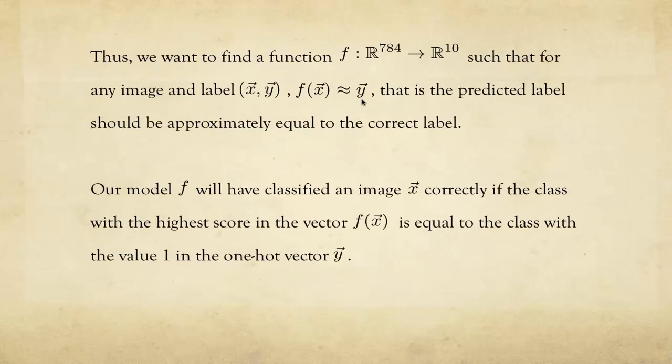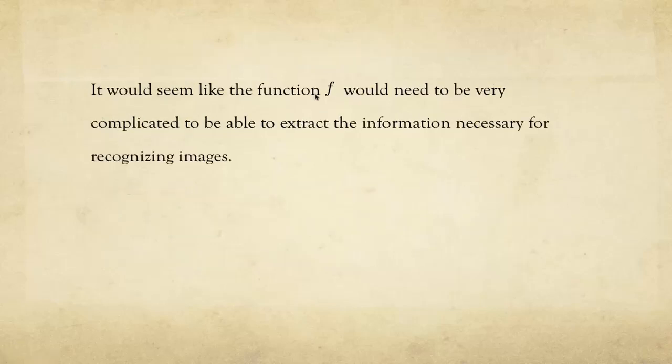So our model has classified the image correctly if the class with the highest score in the vector f of x, so we look at the vector of the prediction, the one with the highest score, matches up with the class with the number 1 in the label, then we say that the function has correctly classified that image. Again, f of x won't be exactly equal to the label, but it'll be close to it. And so we take the highest score as our prediction for our model f.